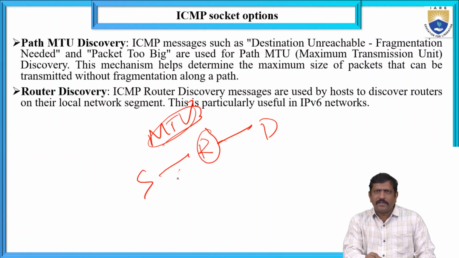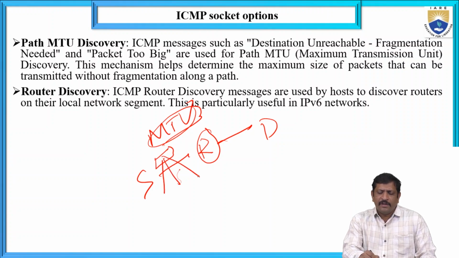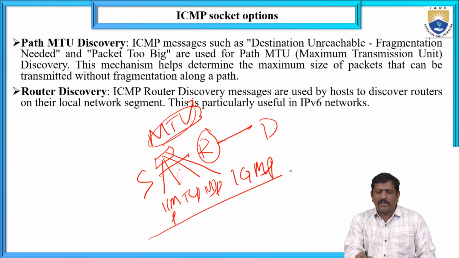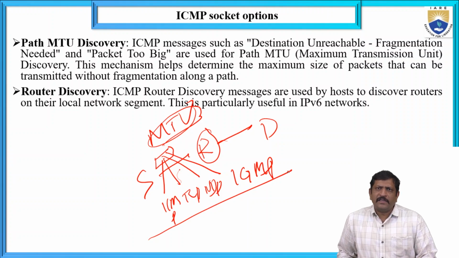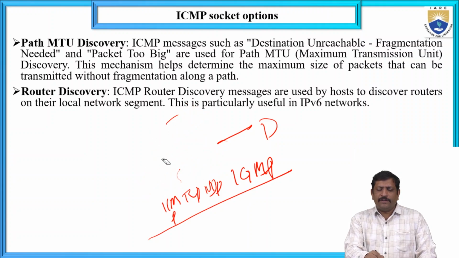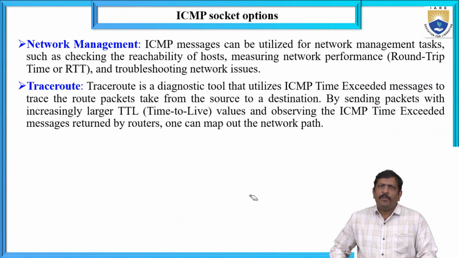Along with the packets that we are transmitting, we are utilizing a number of protocols. The protocols are the ICMP protocol, the TCP protocol or UDP protocol, and the IGMP protocol. There are a number of other protocols we utilize while transmitting signals from the source to the destination. Next we see network management.